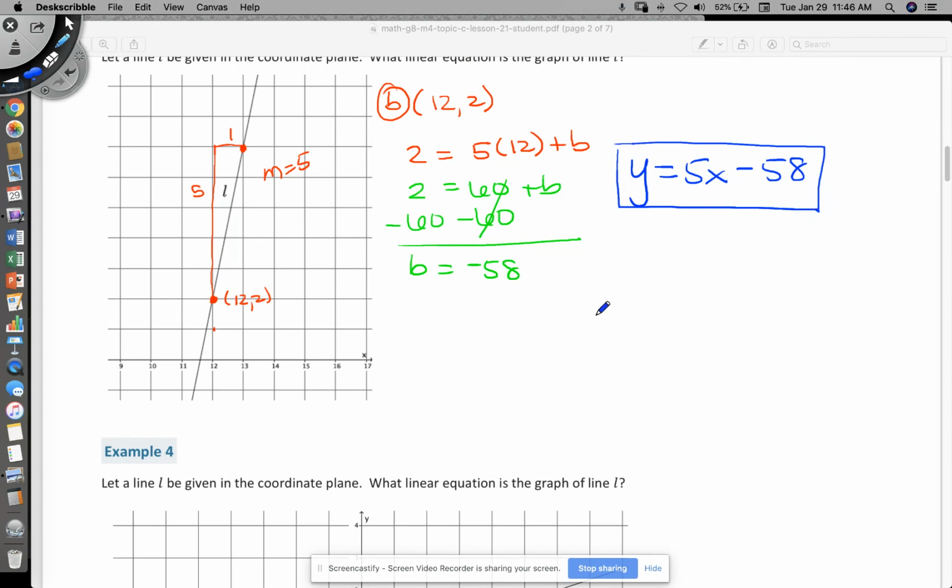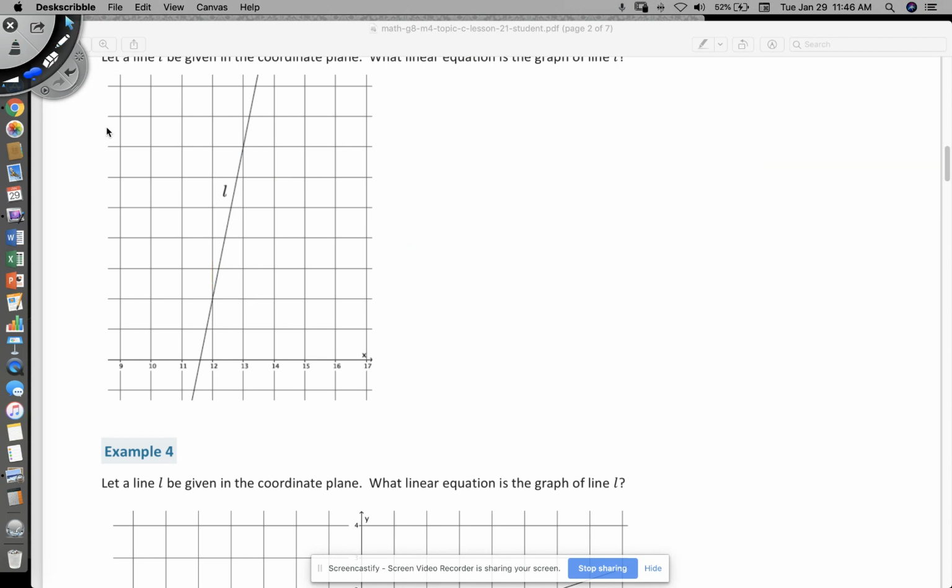So if you do have a graph, you can see how we can do a little bit less work just by counting the units between the 2 points. Let's try 4.